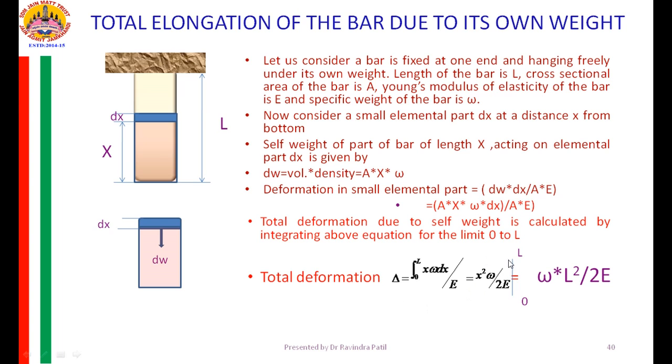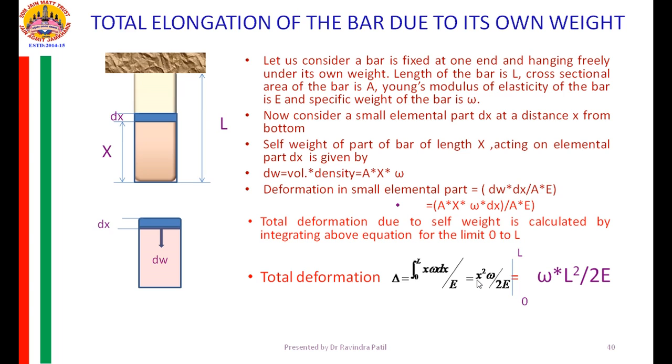Therefore, put the limits here. For the upper limit, x will become equal to L, therefore it is omega L square divided by 2E. For the lower limit, it will become equal to 0. Therefore, the total deformation of this rectangular bar of length L, specific weight omega, and Young's modulus E is given by omega L square divided by 2E.